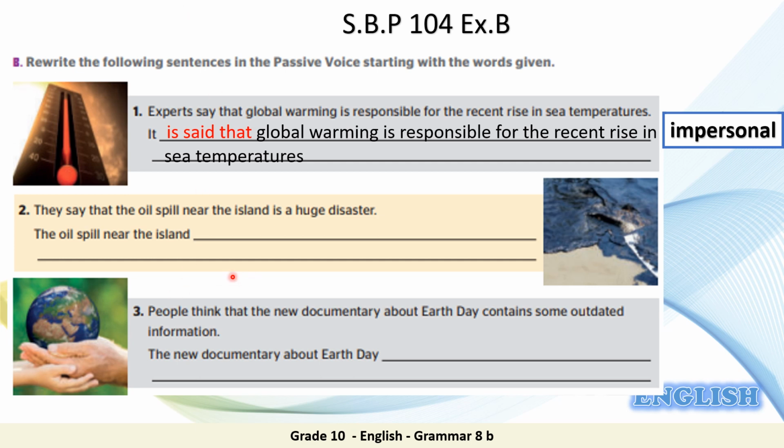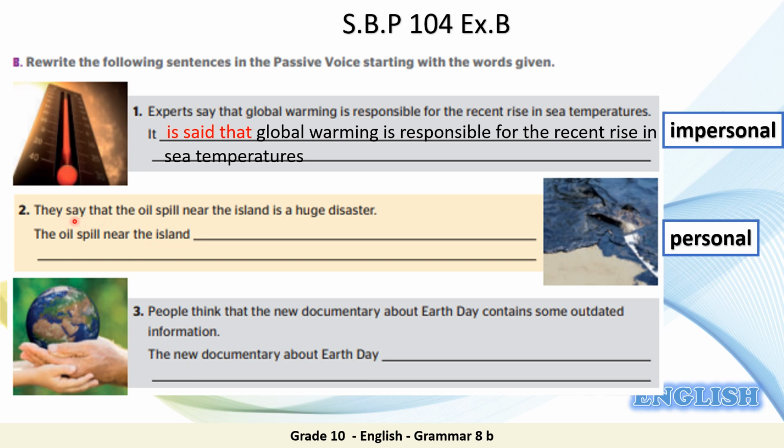And now let's answer together. Number 2. They say that the oil spill near the island is a huge disaster. Here we should start with the oil spill near the island. So, is it personal or impersonal? That's correct. It's personal passive.